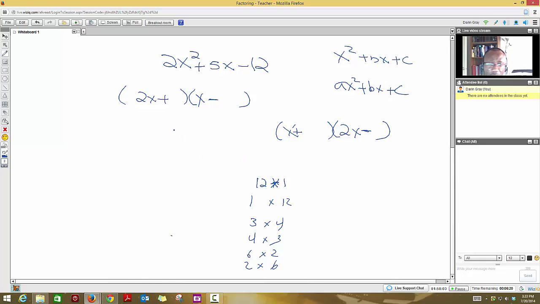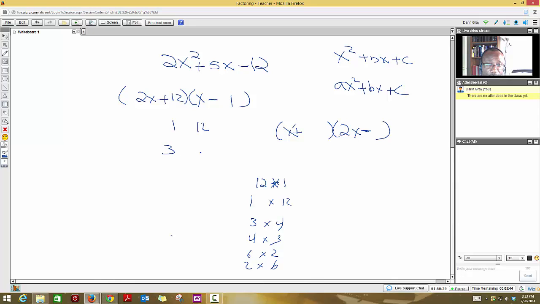So we only need to concern ourselves with the middle terms, right? Because we have chosen these, we're guaranteed to get our last term, which is 12, and we're guaranteed to get our first term. So all we have to do is look at our middle terms. So let's try it. If we put a 12 here and a 1 here, we get 12x and negative 2x, which is not going to give us what we want. So let's try 1 and 12. That gives 1x and negative 24x, which is not going to give us what we want.